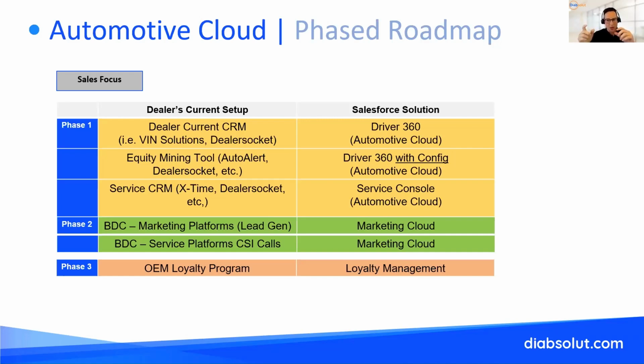Driver 360, which Rajani spoke about. This is your standard CRM, your VIN solutions, your DealerSocket. The second line is the equity mining tool. Something that would resonate with you would be like an AutoAlert, DealerSocket's Revenue Radar, for example.